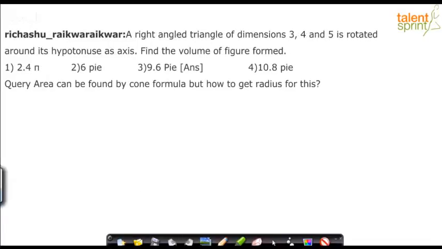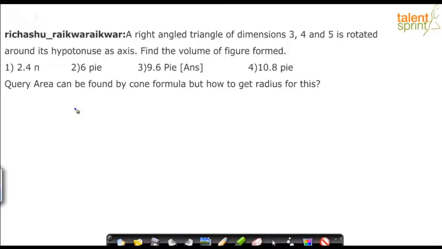The right angle triangle of dimensions 3, 4, 5 is rotated around its hypotenuse as axis. Find the volume of the figure formed. Okay, Richa, let's take it up. But this is actually mensuration, right? So let's see. A right angle triangle of dimensions 3, 4, 5 is rotated around its hypotenuse as axis. Find the volume of the figure formed.